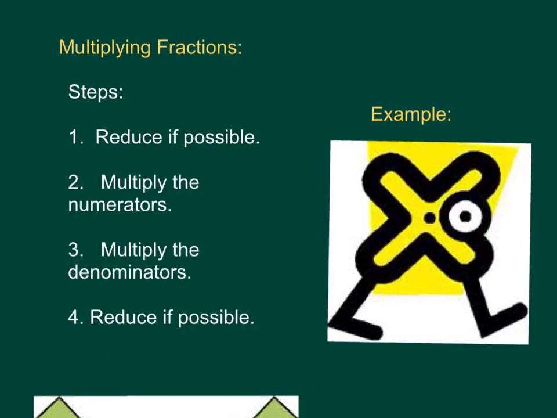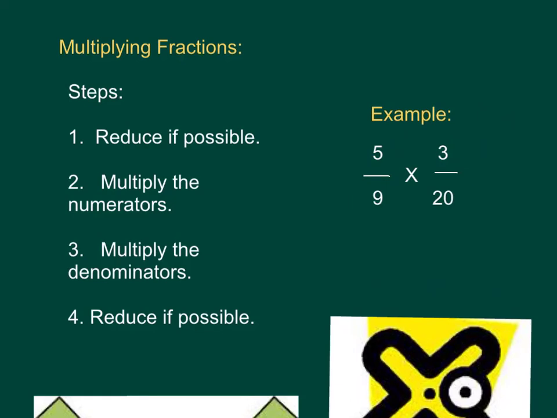Now let's try an example together. If we look at the numbers, we can tell that we can cross-reduce. When we cross-reduce, we're going to look at numbers that are diagonal from each other. So 5 and 20 both have a common factor, 5. So we divide a 5 out of both of them. 5 divided by 5 is 1, and 20 divided by 5 is 4.